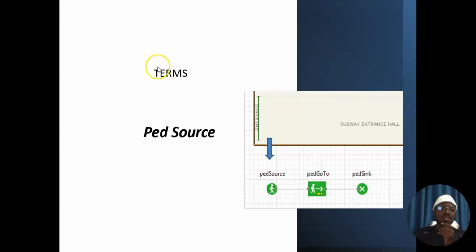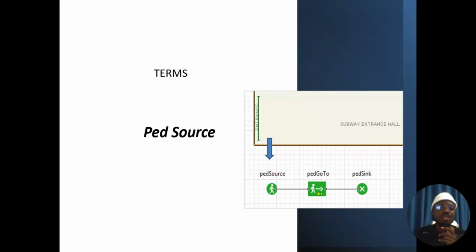Then the next terminology is what we call the ped source. When we're talking about a ped source, it's more like a point or an area in the simulation where the pedestrians are generated and entered into the model environment. From the word ped source, maybe it means pedestrian source, where the source is coming from. So that point at which the pedestrians are being generated is what we call the ped source. And the pedestrians are typically created at a ped source and then start moving within the simulation.